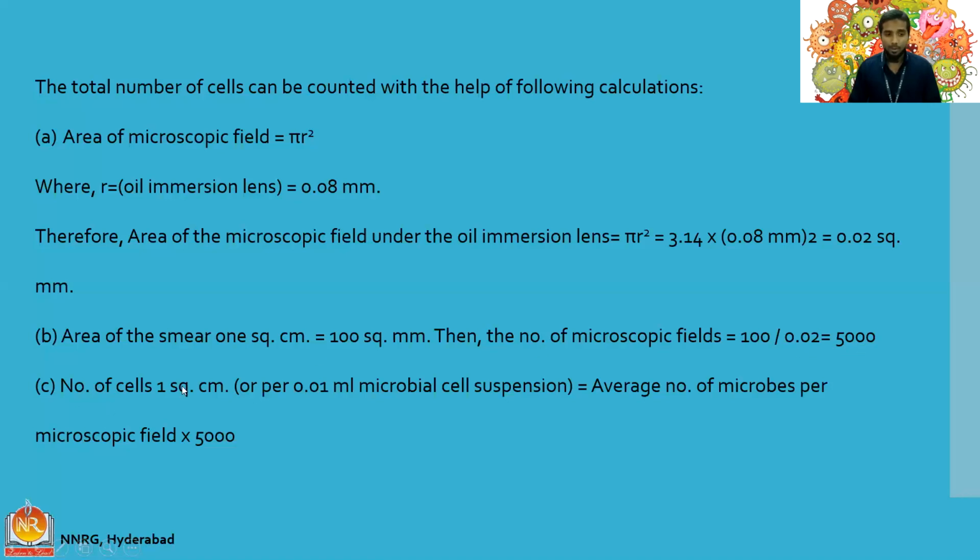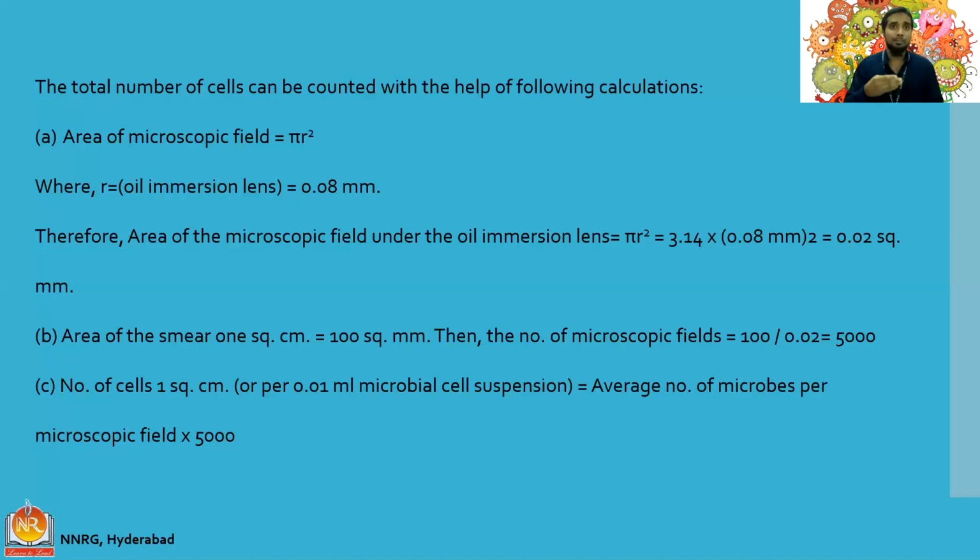So the number of cells present in 1 square centimeter is equal to the average number of microbes per microscopic field, multiplied by 5000. I have said there will be certain grid lines, right? In one microscopic field, whatever the number of cells present, we need to count the average number for around 5 to 6 fields and take an average. We can also take 10 to 15 and take an average. From that average, we multiply with 5000, and then we get the number of cells present.